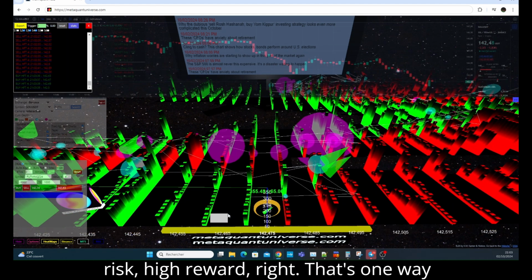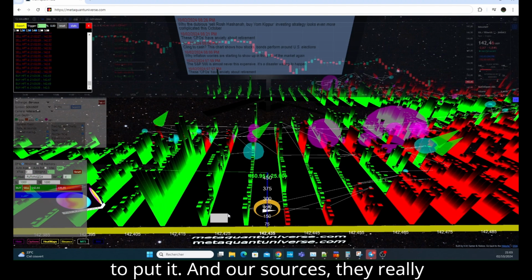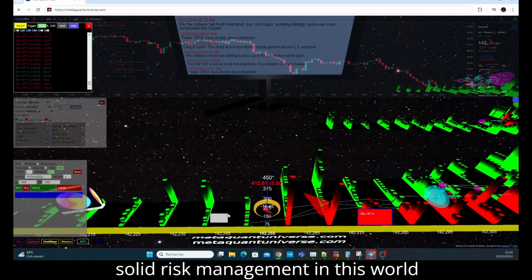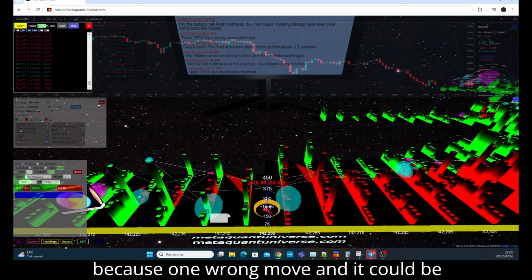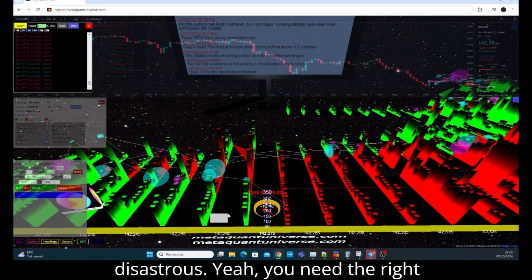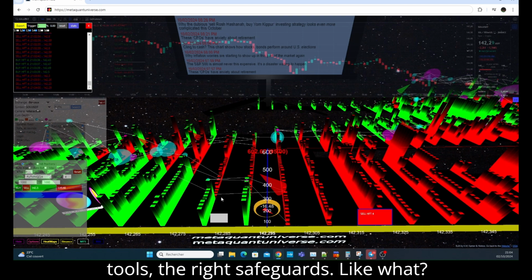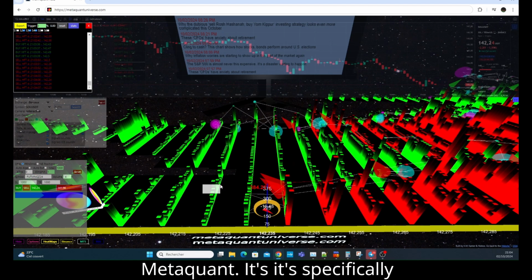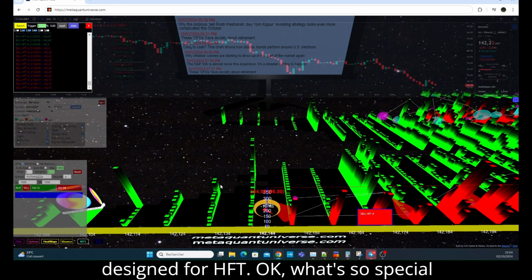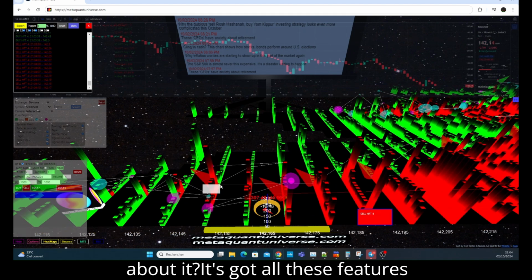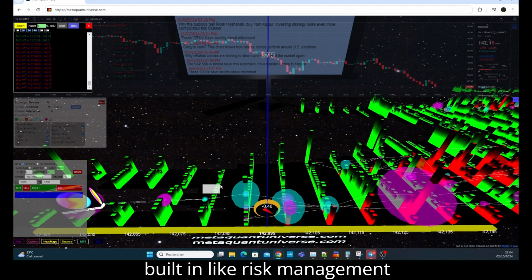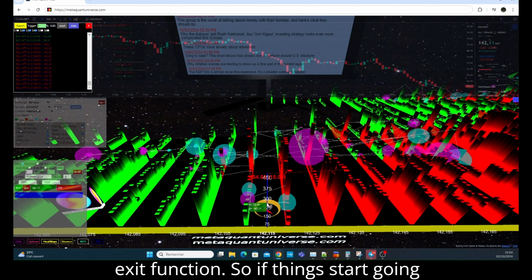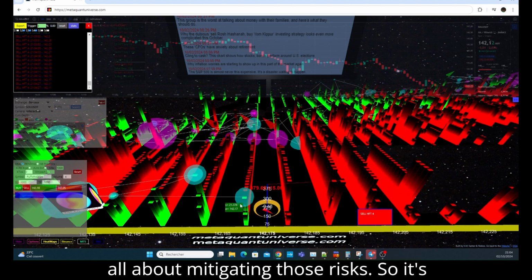It's like high risk, high reward. Right. That's one way to put it. And our sources really emphasize the need for really solid risk management in this world. Because one wrong move and it could be disastrous. Yeah. You need the right tools, the right safeguards. Like what? Well, our sources mentioned this platform, Quant. It's specifically designed for HFT. Okay. What's so special about it? It's got all these features built in, like risk management tools, trade filters, even an auto exit function. So if things start going south, it pulls the plug. Exactly. It's all about mitigating those risks.